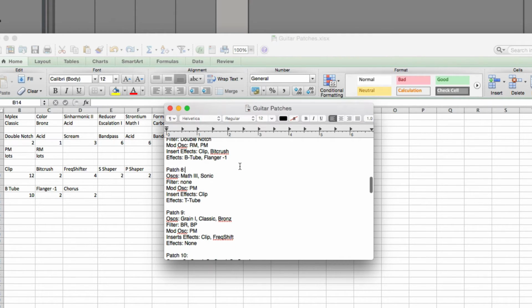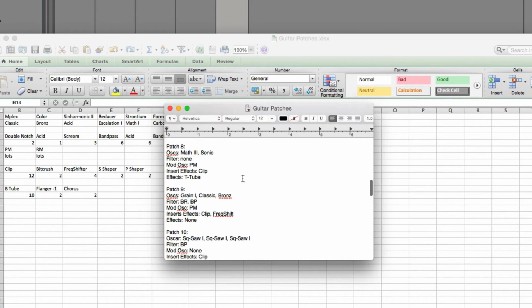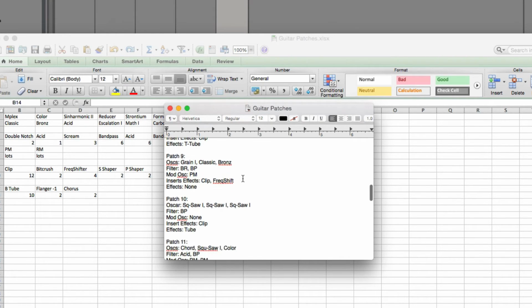Patch 8, Math 3 OSC, and then a sonic. No filter, phase modulation on the Mod OSC, clipping on the insert effect, T-tube as the main effect. Patch 9, Grain 1, classic bronze for the OSCs, band reject and band pass for the filter, phase modulation on the Mod OSC, clip and frequency shifting on the inserts, and no effects.